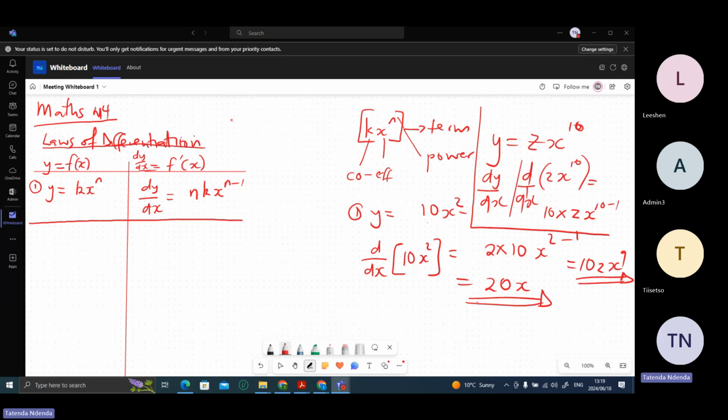Then let's say this is for you, Lishan. y is equal to 12x squared. What is your dy over dx on this one? 24x.